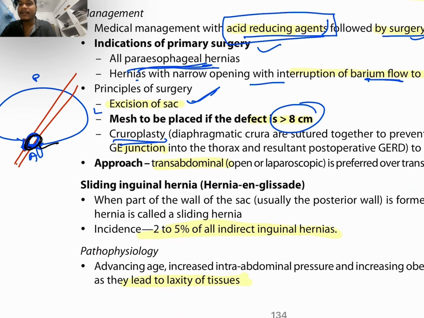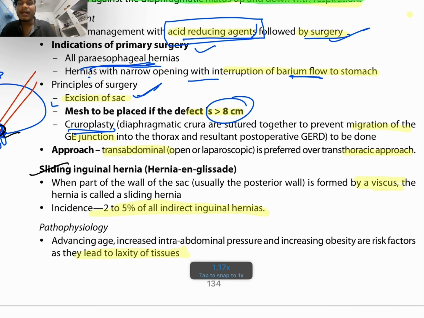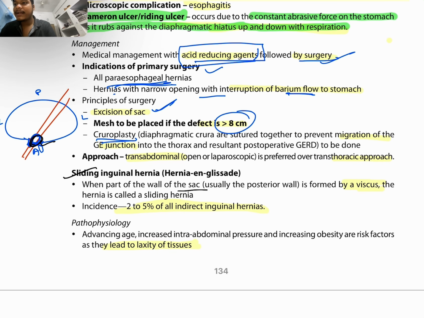And after that, sliding inguinal hernia. Okay, in case of sliding inguinal hernia, when part of the wall of the sac is formed by the viscus, the hernia is called a sliding hernia. Viscus means our viscera, or abdominal organ. So if the organ is present, then we call it a sliding hernia. It occurs in 2 to 5% of all indirect inguinal hernias.